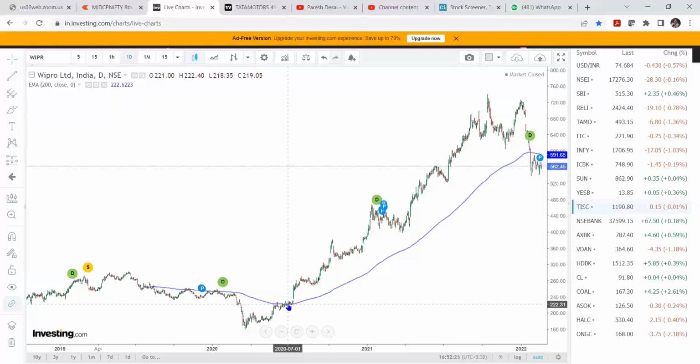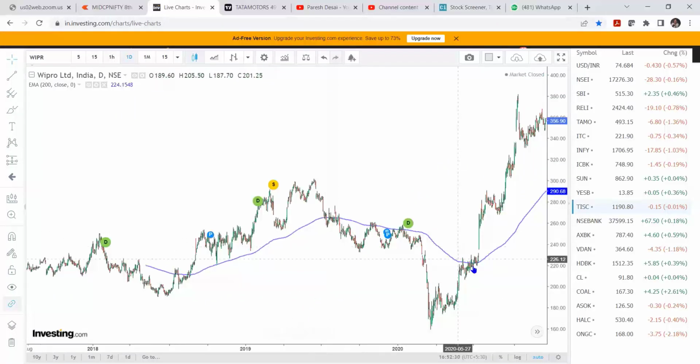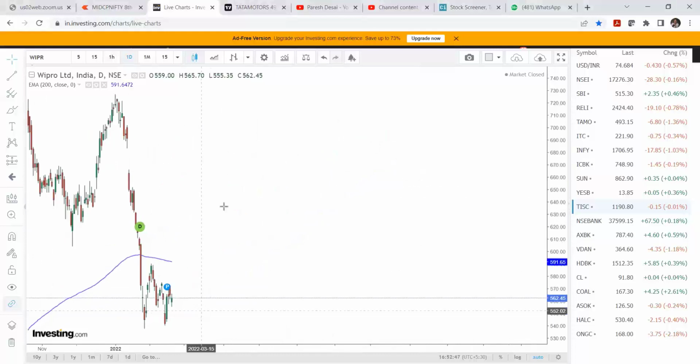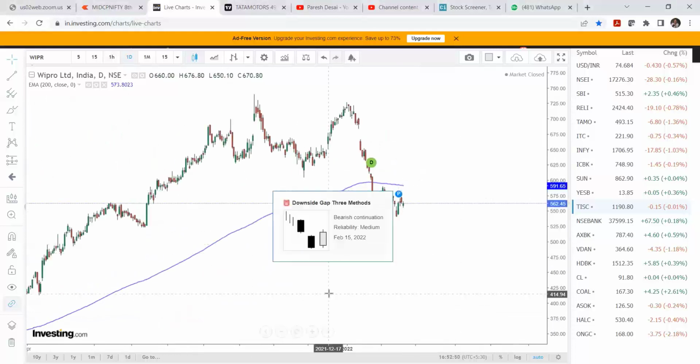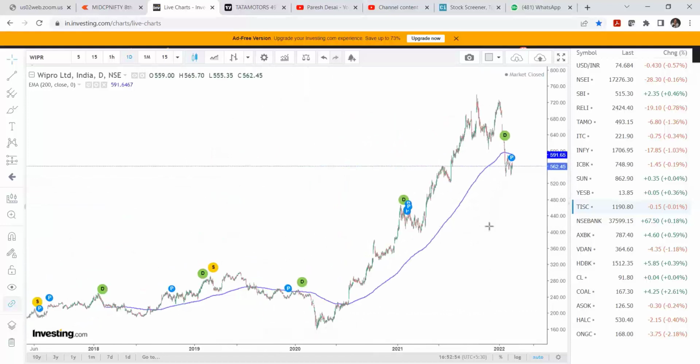And when it crossed above the 200-day moving average, if you see here, it was around 225. So from 225 rupees it had gone all the way to a high of around 750. So almost 3 times the price has gone up, and right now if you see, it has come below the 200-day moving average. So this is a stock which has come below the 200-day moving average after a long time.